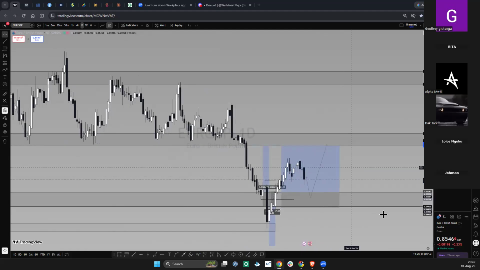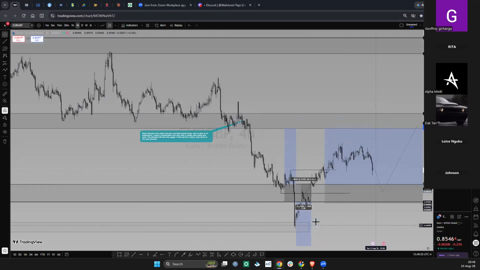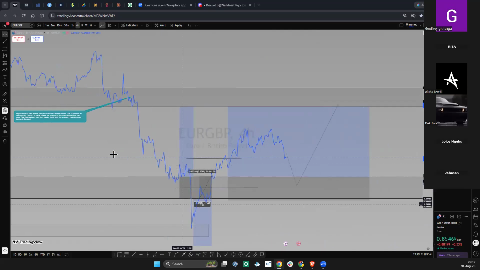This is on the daily time frame. On the 4-hour time frame, my bias currently is bearish. So for those who trade short term, I think we can maybe, let's see, we can have this.